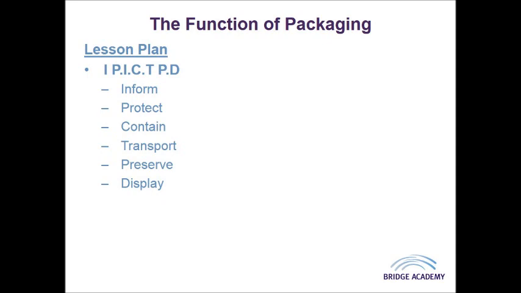Now, in the case of packaging, these criteria are often very common, regardless of the sort of packaging we're trying to create. The 6 key criteria that often come up when we're talking about packaging and the functions of packaging are as follows: inform, protect, contain, transport, preserve, and display. Now, these 6 key criteria, these 6 words, can be easily remembered in product design by the acronym I, as in me, PICT, PD.